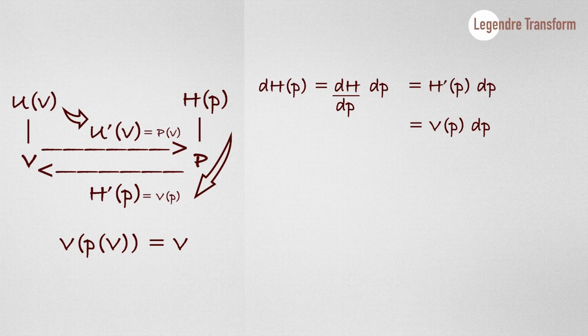We look at both dH and dU because we want to relate H with U directly, and that would be the difference. That would be the way in which the Legendre transform is special. So dH here would be equal to V dP, right? So here we say V of P dP.